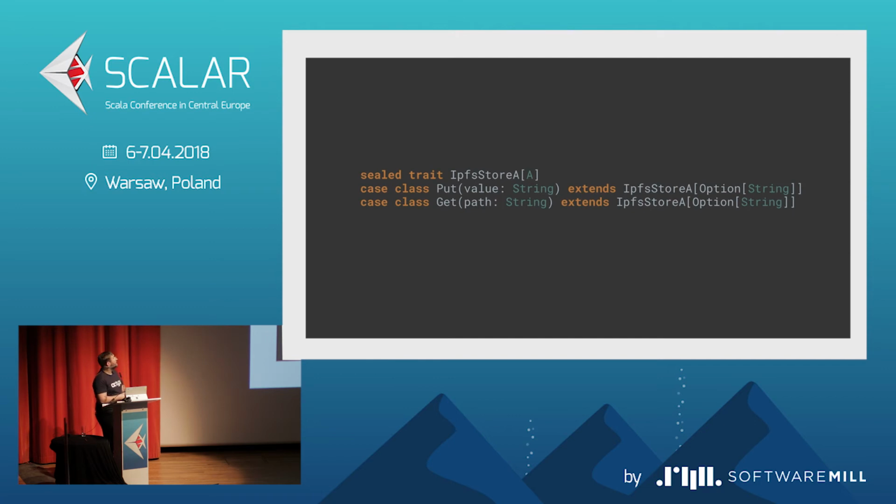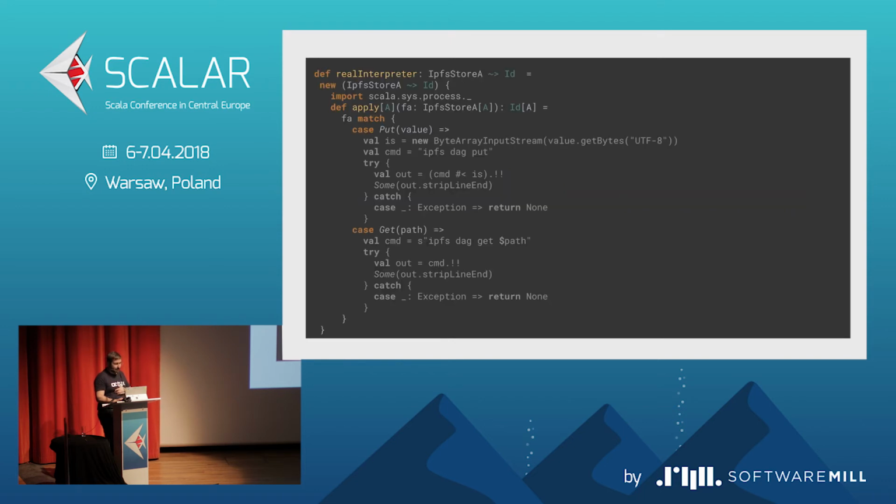So the free monad starts with that. This is just boilerplate, so functional programming also has a lot of boilerplate. These are just case classes that would be representing our put and get functions. And there's an interpreter. You need an interpreter because free monad is just code that runs on an interpreter. And I've just pasted the real interpreter, which just runs the put and get functions.